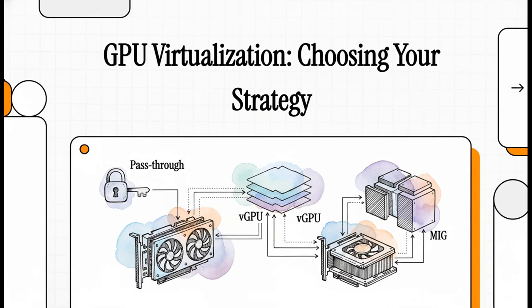All right, let's dive in. If you're trying to figure out the complex and, let's be honest, often expensive world of enterprise GPUs, you know that making the right virtualization choice is absolutely critical. So today, we're going to break down the three main strategies, pass-through, vGPU, and MIG, to help you match the right technology with what you actually need to get done.